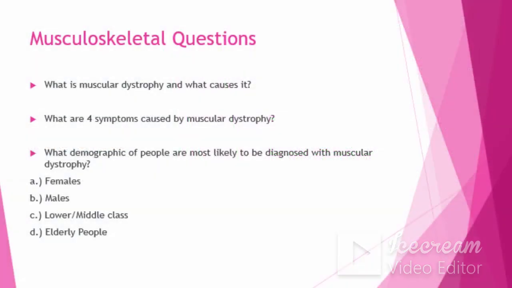Lastly, for our musculoskeletal questions, we have: what is muscular dystrophy and what causes it? What are 4 symptoms caused by muscular dystrophy? And what demographic of people are most likely to be diagnosed with muscular dystrophy? As a multiple choice question: A, female, B, males, C, lower to middle class people, and D, elderly people.